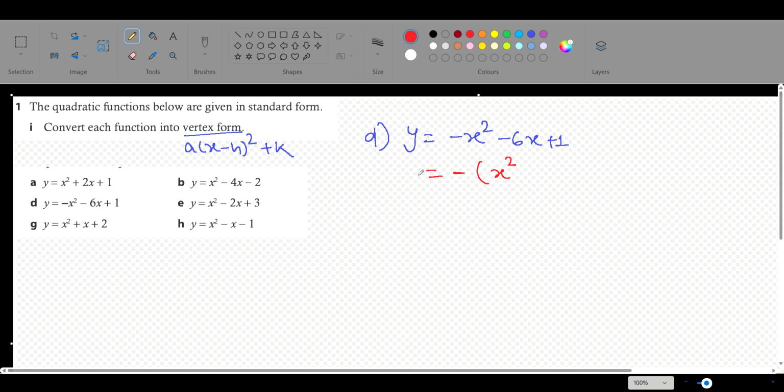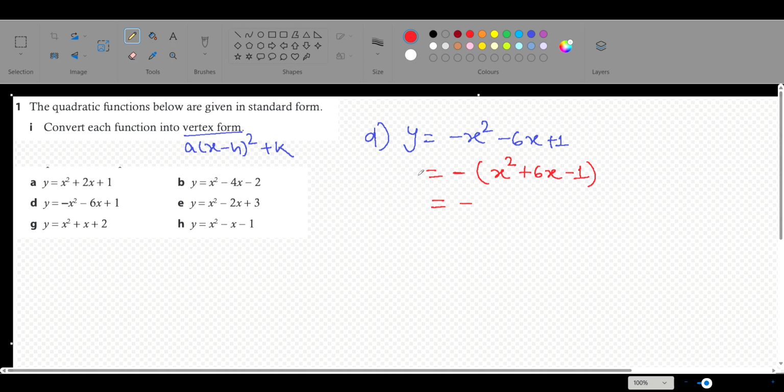This is also having a negative term. The 6 is also having a negative term. So the negative is taken common, so we have positive 6x. And since I'm taking negative common and the third term is positive 1, I'll put it negative. Because when I open the bracket, it will automatically become negative x square, negative 6x, negative and negative, positive 1.